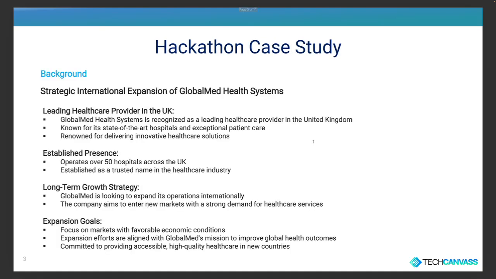Moving on to the third hackathon case study. Now let's understand the business scenario. The organization in this case study is Global MedHealth Systems. Global MedHealth is already a well-established healthcare provider in the United Kingdom, that's the UK, operating more than 50 hospitals and known for delivering high-quality patient care and innovative healthcare solutions.